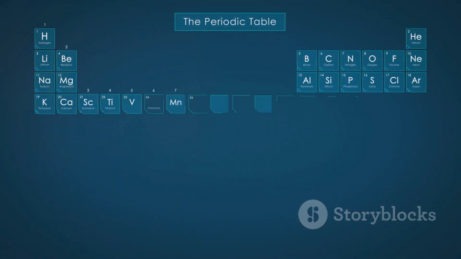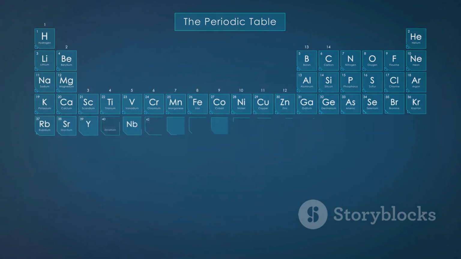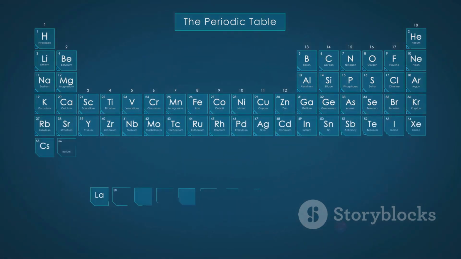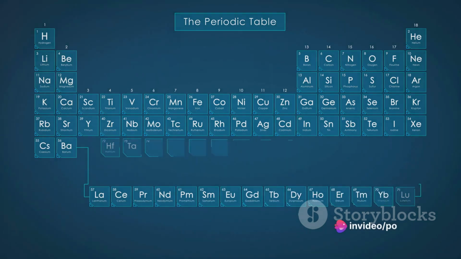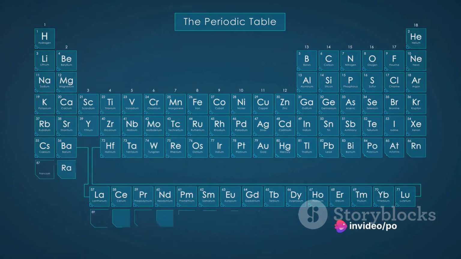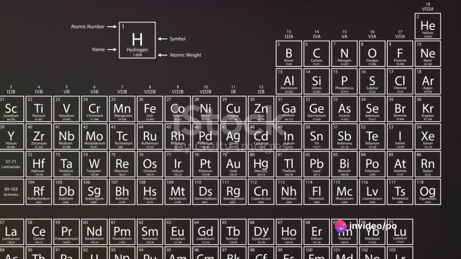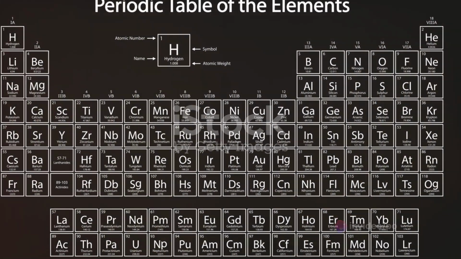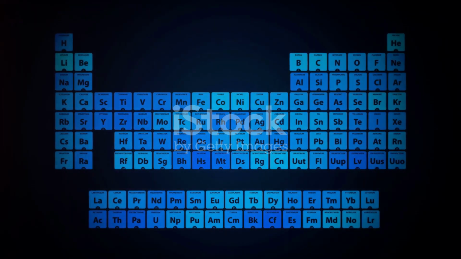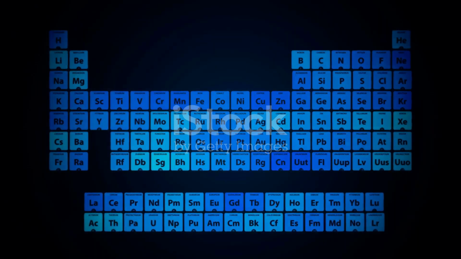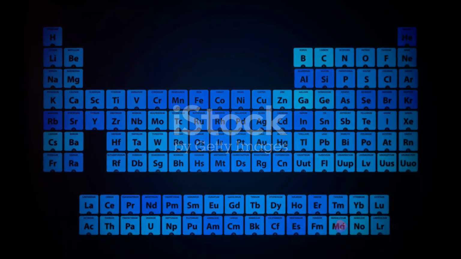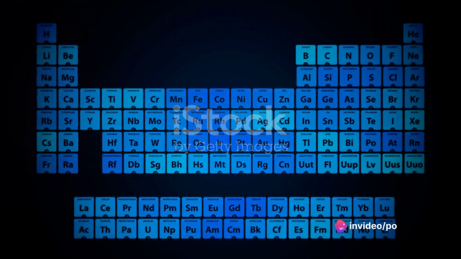There are 7 periods in total, each representing the number of electron shells around the nucleus of the atoms in that row. The first period, at the very top, only has 2 elements, hydrogen and helium. This is because the first electron shell can only hold up to 2 electrons. As we move down the table, the periods get longer, reflecting the increasing number of electrons that the outer shell can hold.